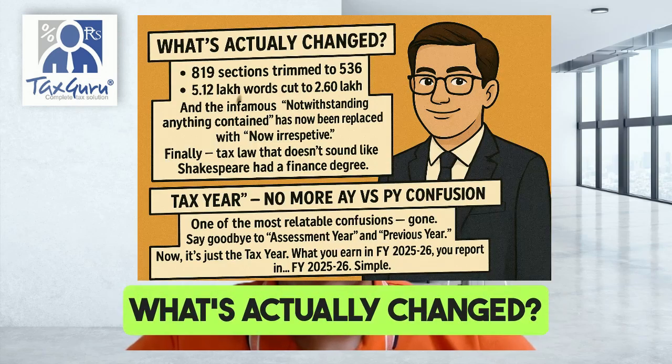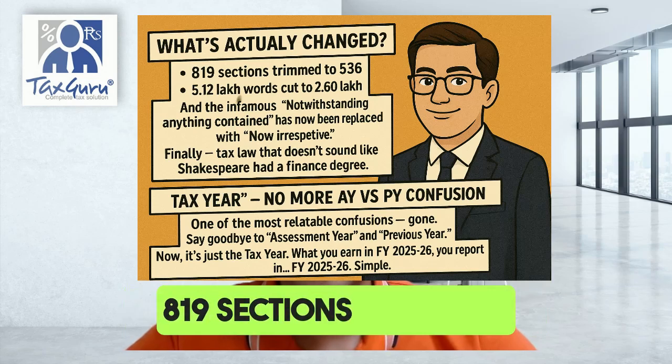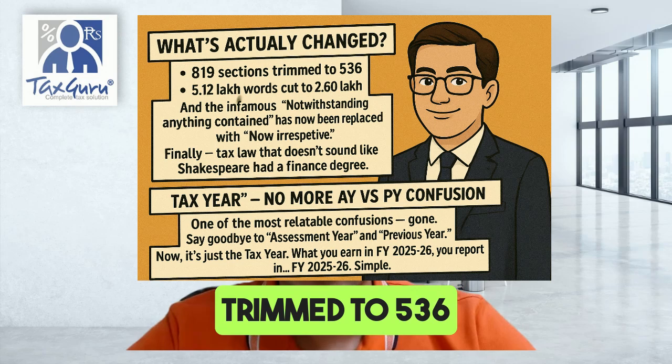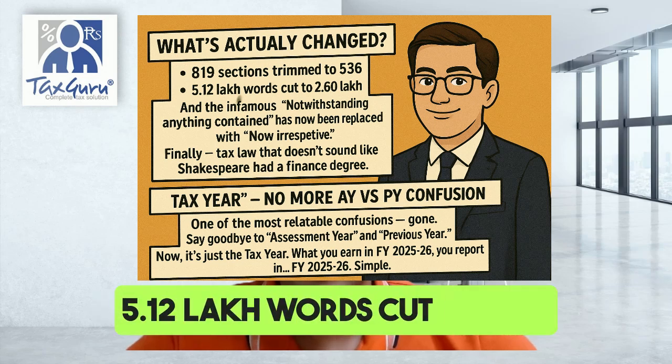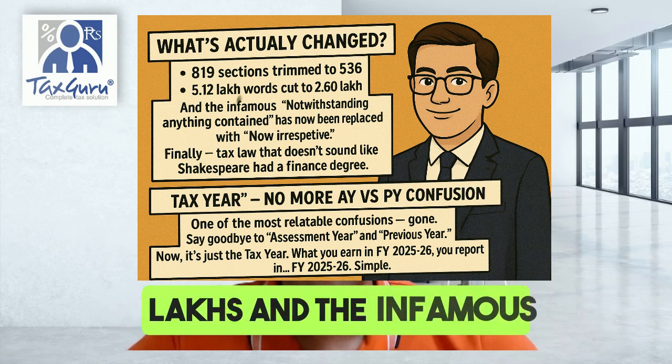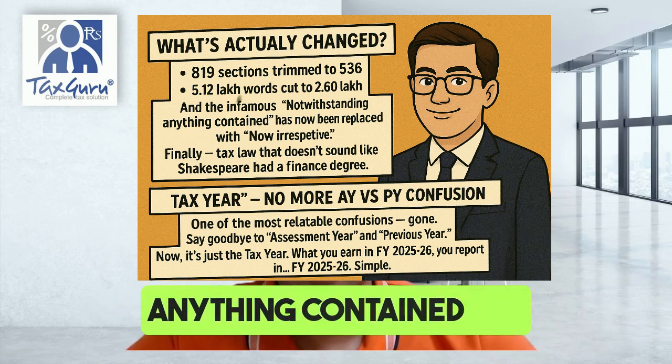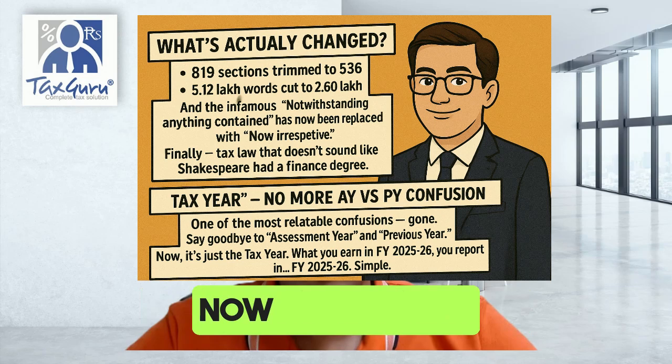What's actually changed? 819 sections have been trimmed to 536. 5.12 lakh words cut to 2.60 lakhs, and the infamous "notwithstanding anything contained" has now been replaced with "now irrespective." Finally, tax law doesn't sound like Shakespeare had a finance degree.